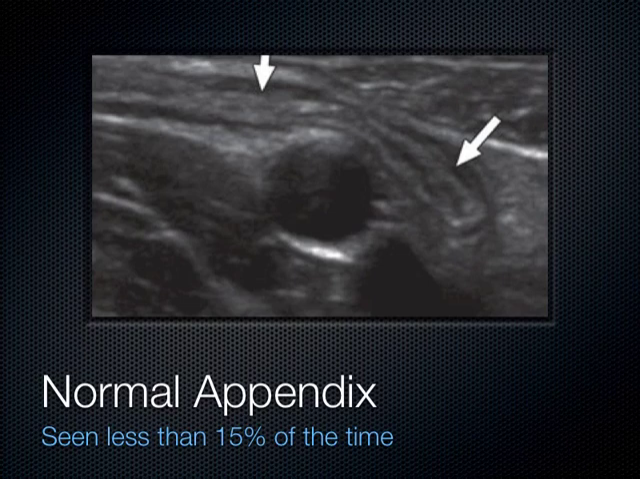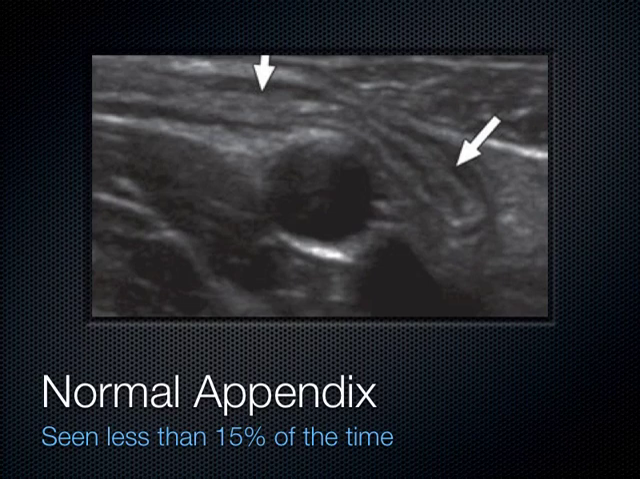This is an 18-year-old woman who had lower abdominal pain. We can see here this tubular blind-ended structure. Nice thin walls, certainly less than 5 millimeters, right adjacent to her external iliac artery seen right here.